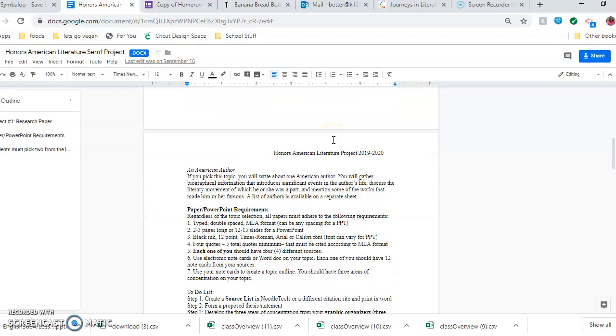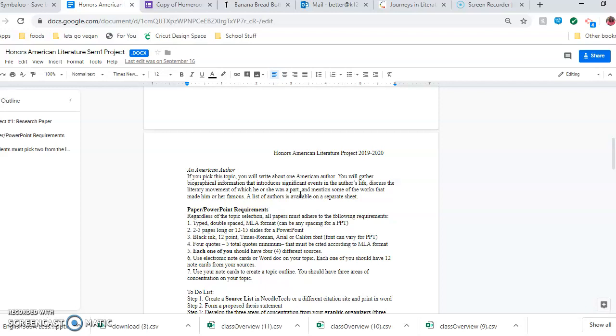If you choose an author, you're writing about one American author. You're going to look at their biographical information, what happened to them, and then talk about any significant events that influenced their writings or influenced their lives. And then what literary movement were they part of? Were they modern authors? Were they colonial authors? Things like that. And then some of the works that make him or her famous, and talk about them. And even talk about how they affect history or how they were received at that time and now, things like that. There is a list of authors available down at the bottom.